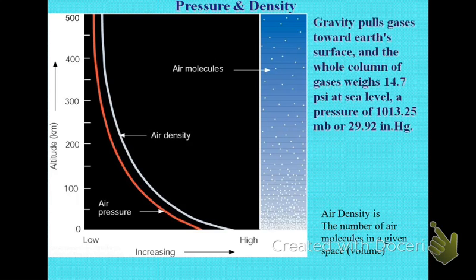Let's see. It says a pressure of 1,013.25 millibars, or 29.92, and that is inches of mercury. So the difference between here, they used inches of mercury because that's what we'd say here in the United States. Again, because it's a standard unit of measure that only the United States uses.